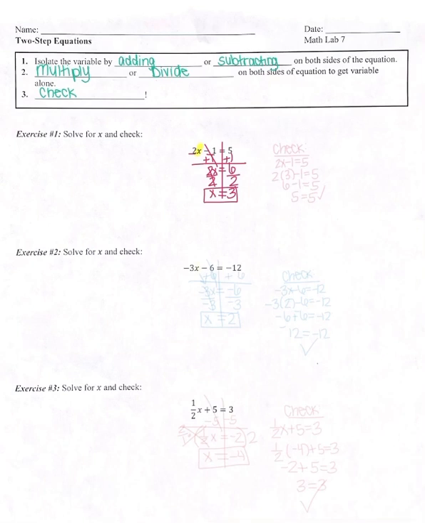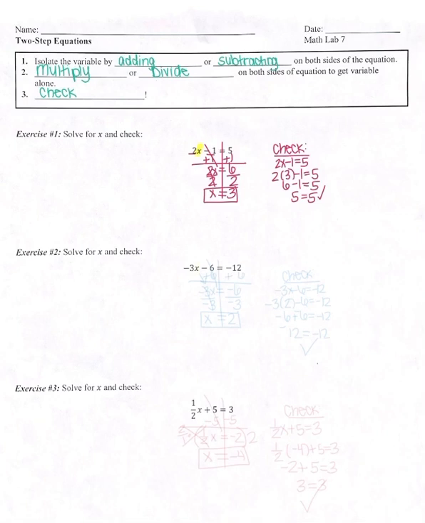Now, to check that, what we want to do is write our original equation. 2x minus 1 equals 5. Except now everywhere we see an x, we're going to write what we got for an answer. In this case, we got 3, so we're going to plug in 3 for x and use PEMDAS. 2 times 3 is 6, minus 1 is 5. So 5 equals 5, and it checks out.